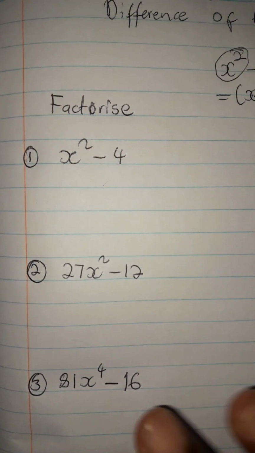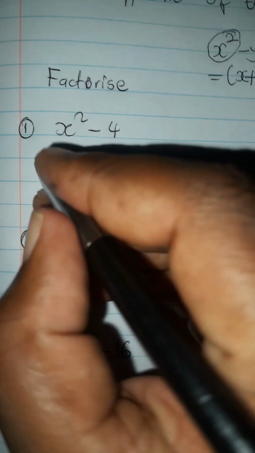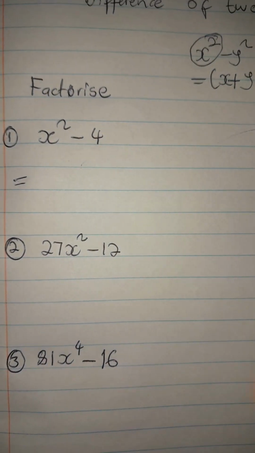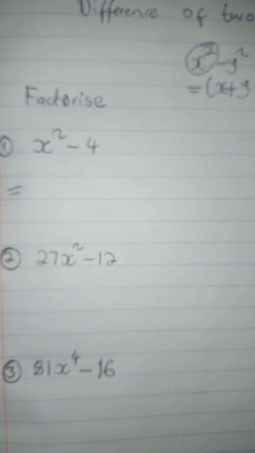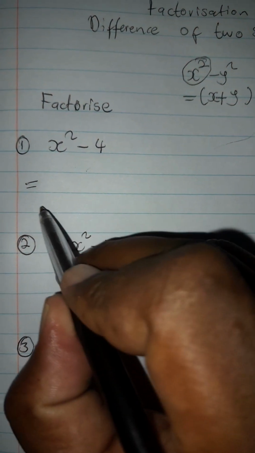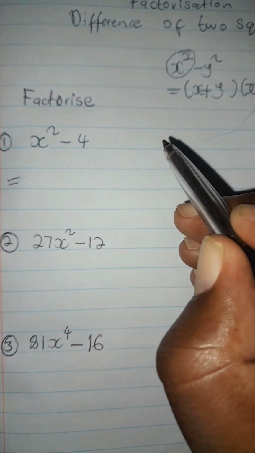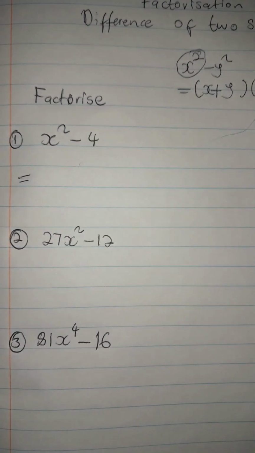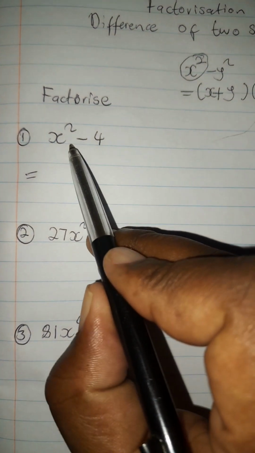Right, let's consider the first question then. We are given x squared minus 4. Remember, this is a difference of two squares. The only thing that can help you to see that this is a difference of two squares is that it is separated by a minus sign.